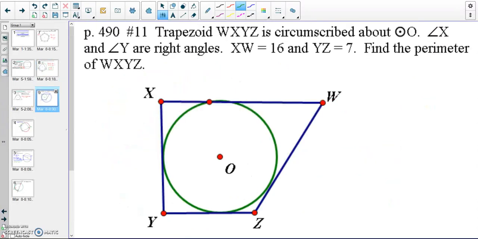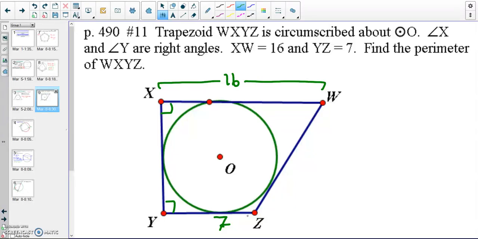Okay, last problem here. This is from the book. It's on page 490, number 11. It tells you that you have this trapezoid that is circumscribed about the circle. Angle x and angle y are right angles. XW is 16. Make sure I note that that's that whole thing there. YZ is 7. And it wants us to find the perimeter of this trapezoid.